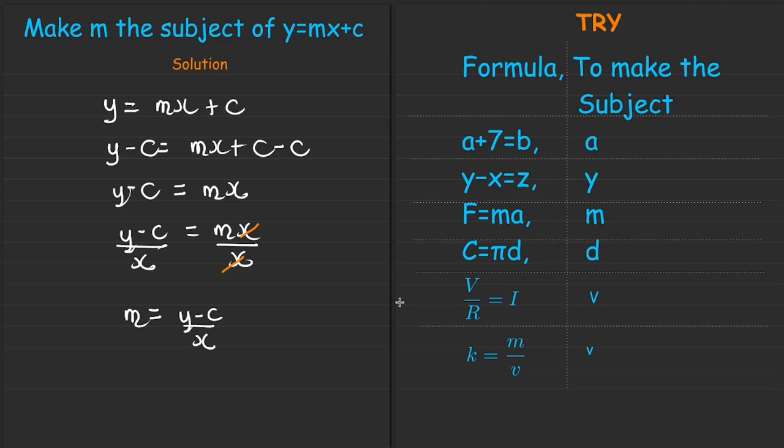So here are 6 formulas I would like you to make the variables indicated here the subject. For the first one, you're making a the subject. The second, you're making y. The third, m, followed by d, v, and then v. You follow the same procedure. These are just the basic ones. Try as much as possible, then do them so that you enhance your understanding.